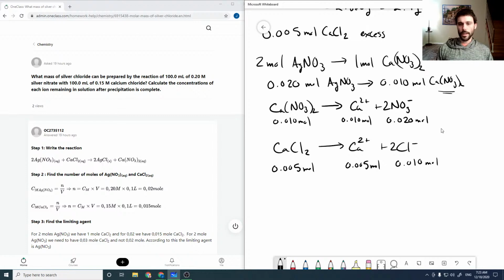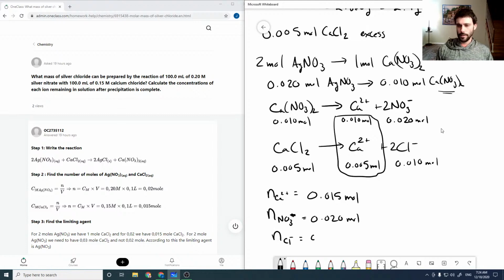Okay, so the ions we have in solution then are calcium 2 plus, which the amount of moles from summing these two values is 0.015. Our nitrate is 0.020, and our chlorine is 0.010. Now to get our concentration, we need our volume. We poured in 200 ml solutions, so our volume is 200 mils.